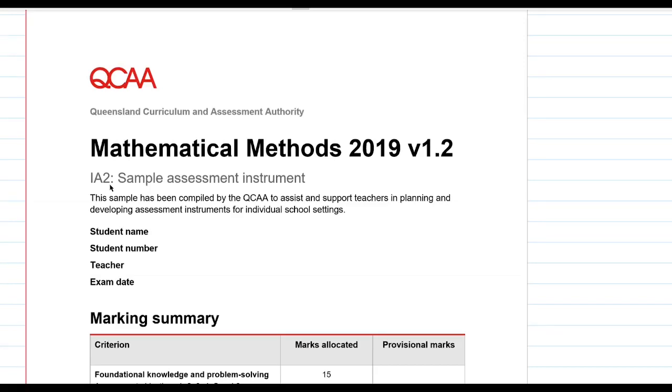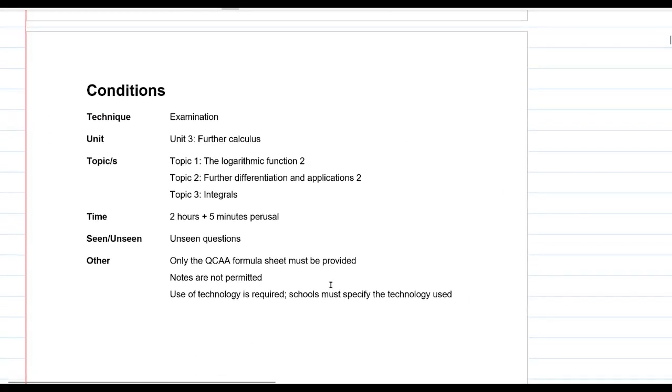Hey guys, in this video we'll be solving the IA2 sample exam paper, which is available on the QCAA website. I've put that in the description below if you want to follow along on your own. So we'll be looking at the non-technology paper 1 today, and it covers unit 3.